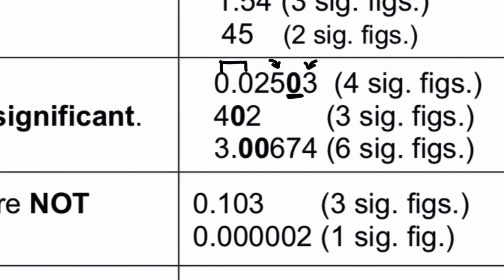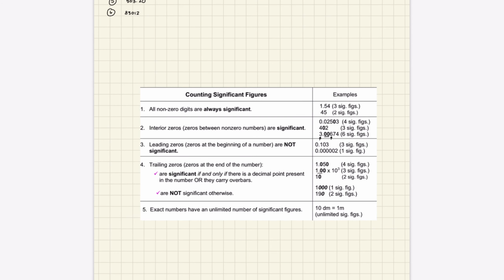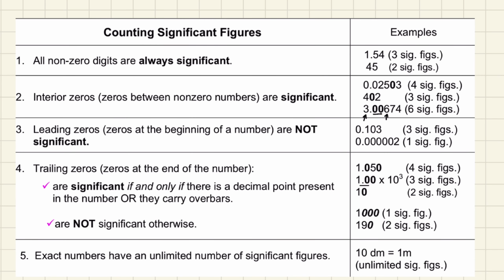Oh, and also we have this example right here. This 0 is between two non-zero digits, the 4 and the 2, so we count it. And it also happens with 2 zeros. It doesn't just have to be 1. Because both of these are between two non-zero digits, we count both. Okay. Oh, I went a little too far. There you go. Next one.